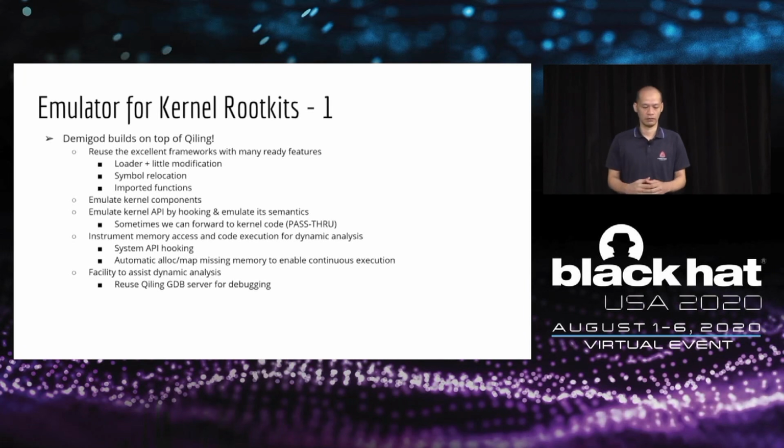But we need to build many of our own tools because Qiling does not have those features. For example, we need to emulate the kernel components ourselves. Demigod also needs to emulate kernel APIs by hooking and emulating the kernel API semantics. And we also had to do our own instrumentation for the kernel rootkits to work. We need to hook and emulate system kernel APIs.